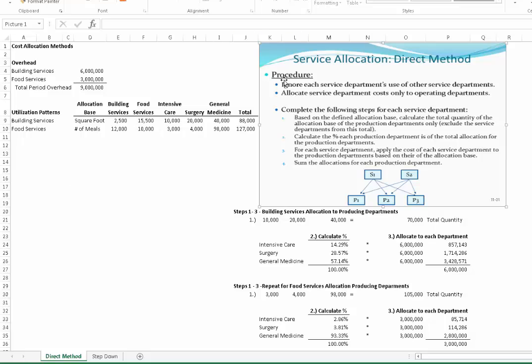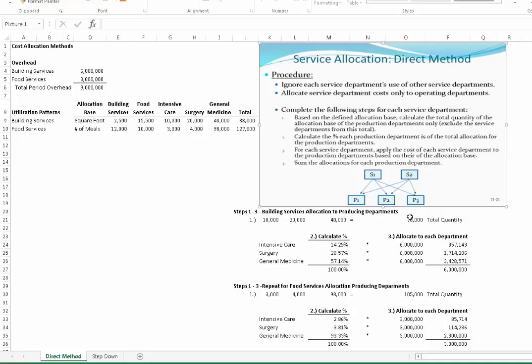If we start with building services, as far as allocating out its cost first, building services is by square footage, and intensive care, surgery, and general medicine take up 10,000, 20,000, and 40,000 square feet of the building. So we want to see what percentage of the producing total these are. You take the total, 70,000, which is what the producing departments consume, and for intensive care you take the 10,000 divided into 70,000, and they take up 14%. This is actually step 2: calculate the percentage of each producing department of the total allocation base for the producing departments.